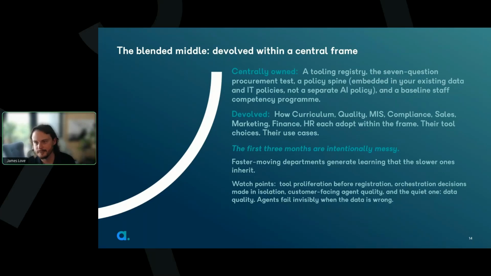A policy spine that importantly is embedded in your existing data, IT, and HR policies rather than living as a separate AI policy document necessarily. We covered a little bit about coming up with your AI charter in the first webinar. JISC's own guidance, for example, here is that a standalone AI policy is usually a mistake. It puts the burden on users to decide whether a feature involves AI, which is rarely clear.